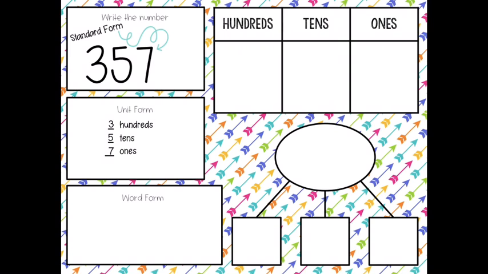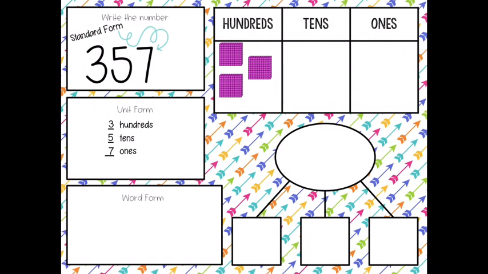Now, I don't know about you, but I like to see it. I'm a very visual person. So let's go ahead and show 357 using our place value blocks. How many hundreds blocks might I need? Well, I have a 3 in the hundreds place, so that tells me I need 1, 2, 3 hundreds.